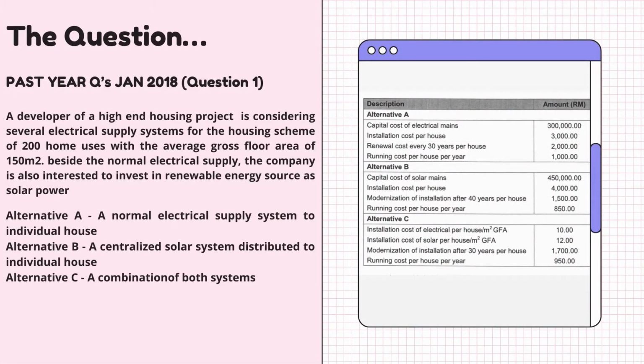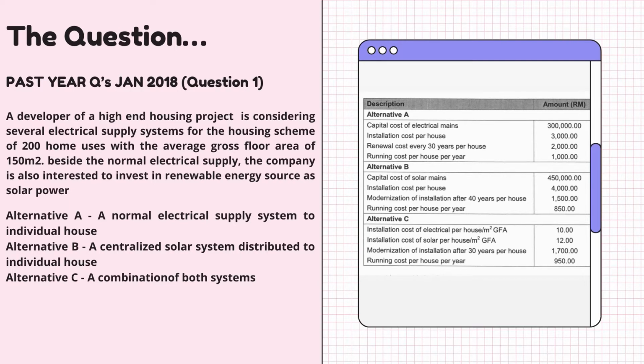We will now begin with the discussion of the question. The question can be referred to in past year question January 2018, question 1 of BQS656 Construction Economics 4. A developer of a high-end housing project is considering several electrical supply systems for the housing scheme of 200 houses with the average gross floor area of 150 meters square. Besides the normal electrical supply, the company is also interested to invest in renewable energy source such as solar power.